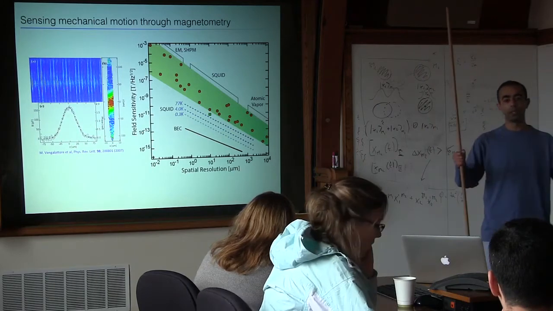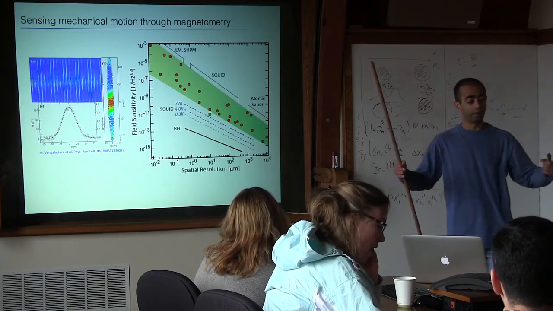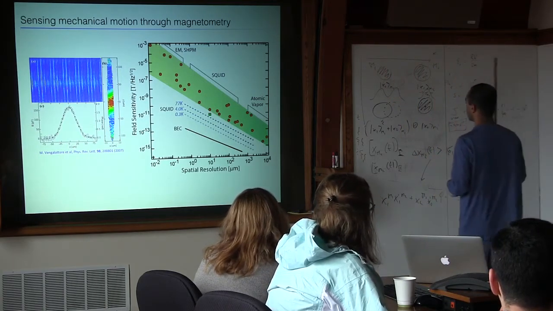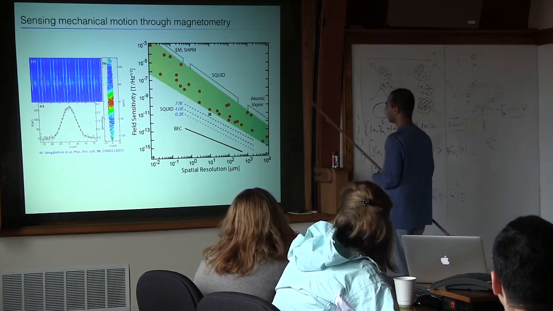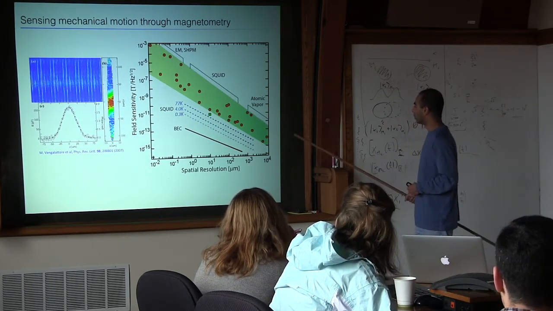So now you don't care about spatial resolution, then the atoms are allowed to be very, very hot. So you're allowed to have a lot of them. You don't have to worry about laser cooling, and you can sense fields, like I said, on the order of even attotesla. This is slightly outdated. You can actually get down to attotesla per root hertz.